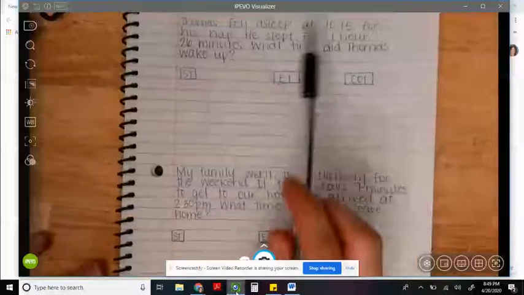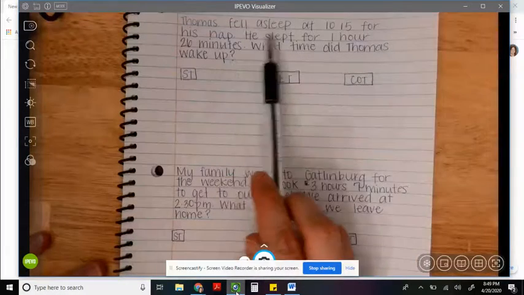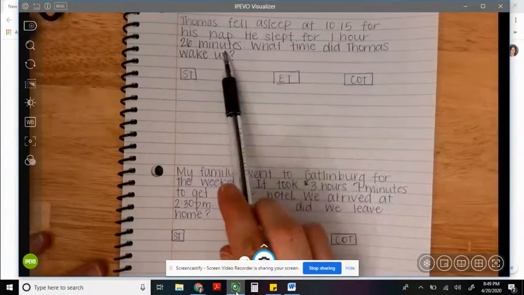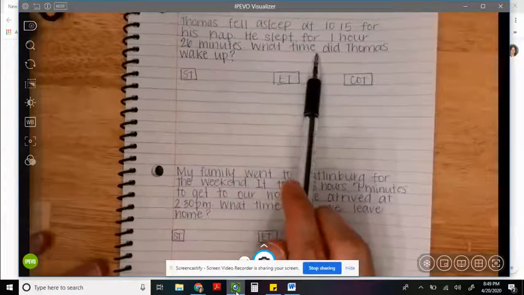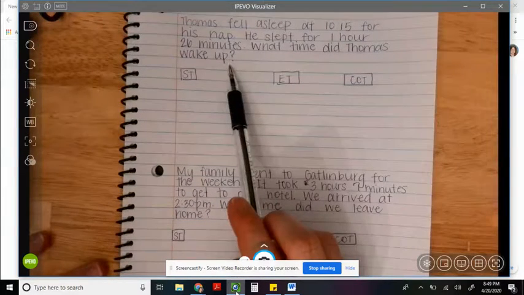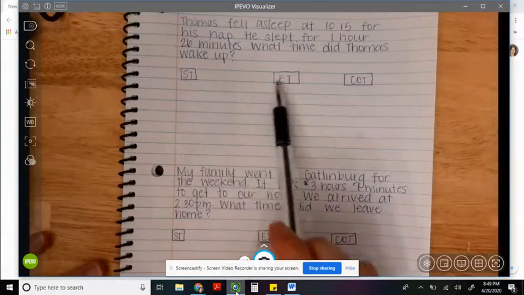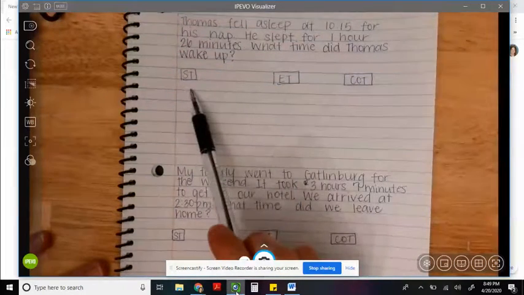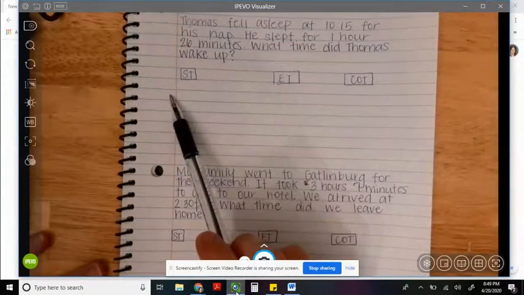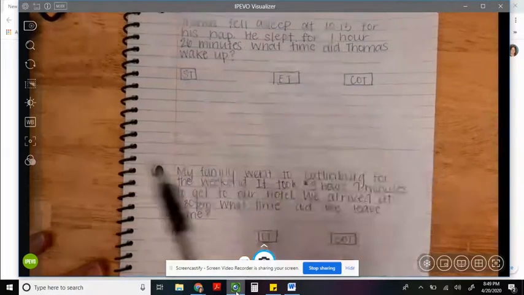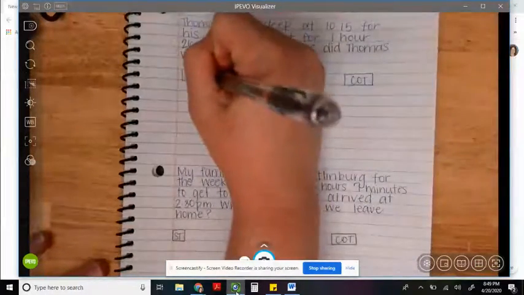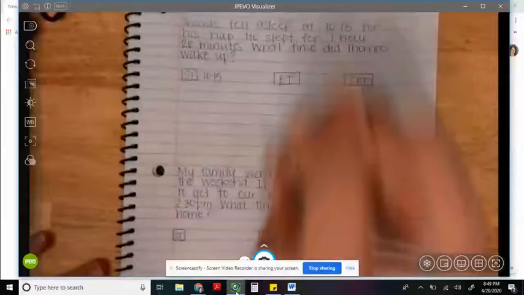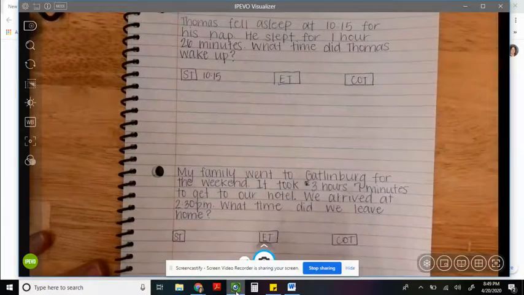Thomas fell asleep at 10:15 for his nap. He slept for 1 hour 26 minutes. What time did Thomas wake up? So I've made a place for start time, end time, change of time. Let's think about this. Do we have a start time? Well, yeah, starting time is when he fell asleep. That was 10:15. So let me add that to my chart here, my little list of information.